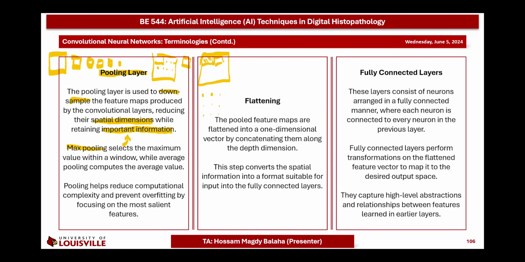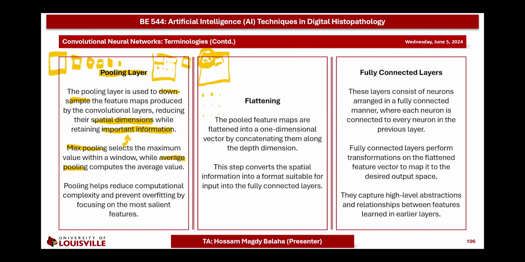Another type is called average pooling, and average pooling calculates the average, not the maximum, of the window. So if you are here, you need to calculate the average value between all of them. So pooling helps reduce the computational complexity and prevent overfitting by focusing on the most important features.